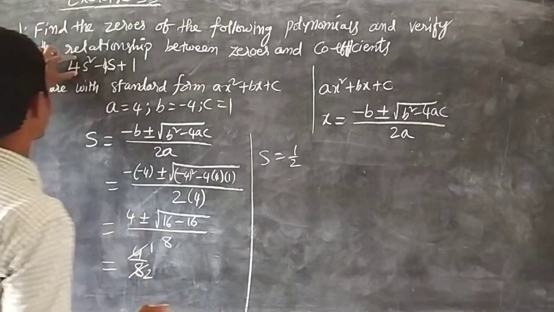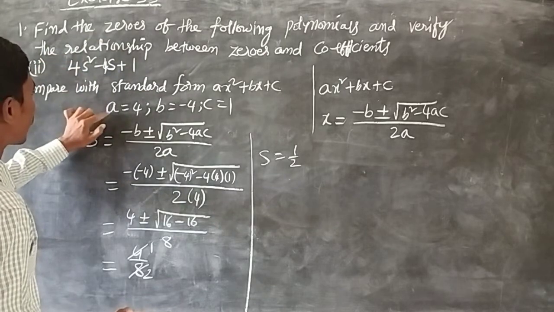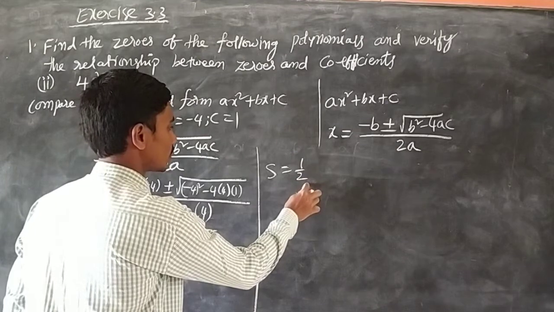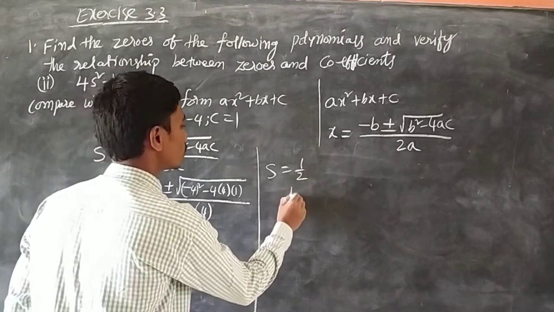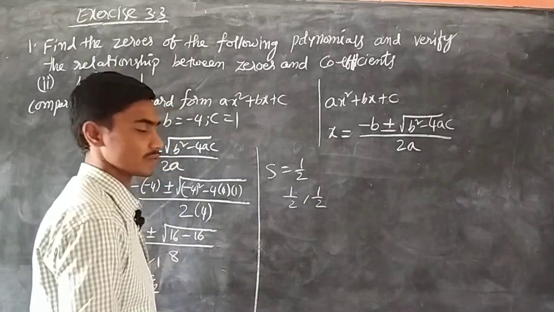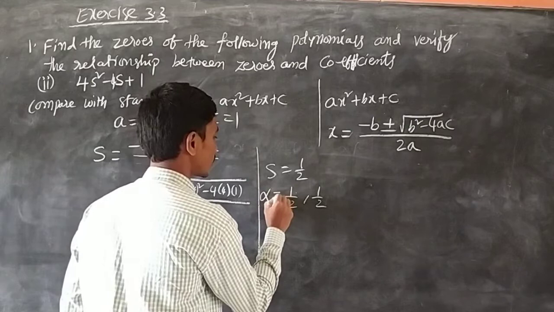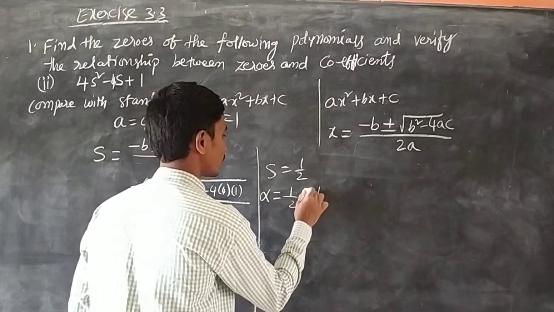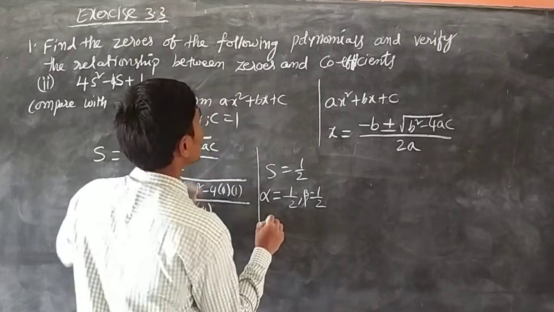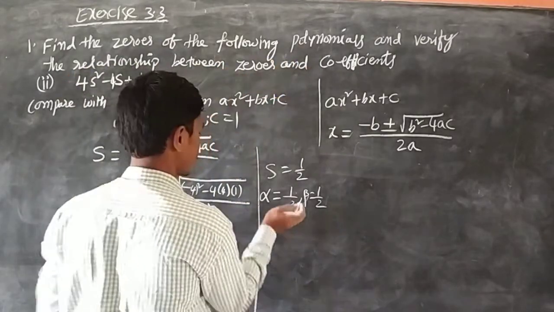Here 4s square minus 4s plus 1 is a quadratic polynomial. Here you got only s is equal to 1 by 2, which means 1 by 2 comma 1 by 2 are the zeros of the quadratic polynomial. So 1 by 2 is considered as alpha, another 1 by 2 is considered as beta. First of all, verify the relationship between zeros and coefficients.